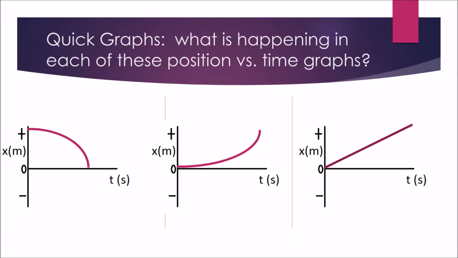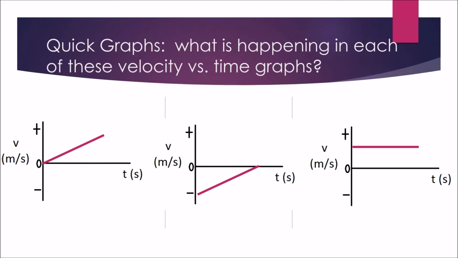So let's take a look at these graphs. What's happening? Well, the first graph looks an awful lot like what we drew for dropping our object. So it's an object approaching the origin at an increasing speed. Next, we have an object going away from the origin with an increasing speed. You can tell its displacement is getting more positive and is getting steeper. And then lastly, we have an object traveling away from the origin with a constant velocity.